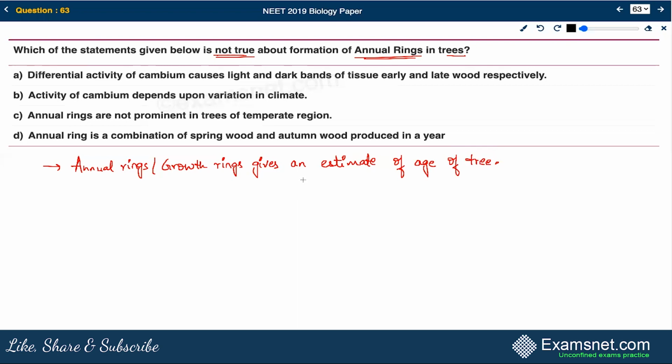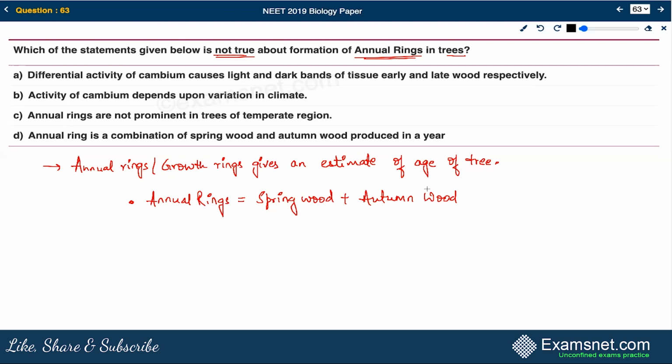All right. An annual ring is actually a combination of spring wood and autumn wood, you can say. So annual rings are actually a combination of spring wood alternating with autumn wood. All right, so this is the case that you need to know. Now, let us take a look into the other information.